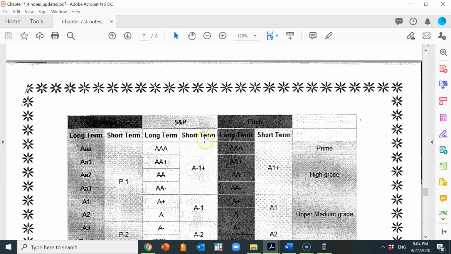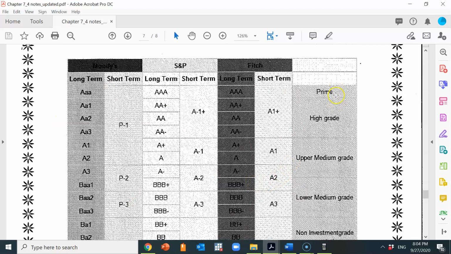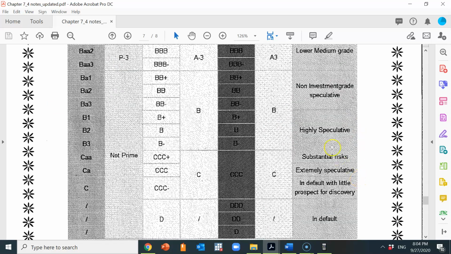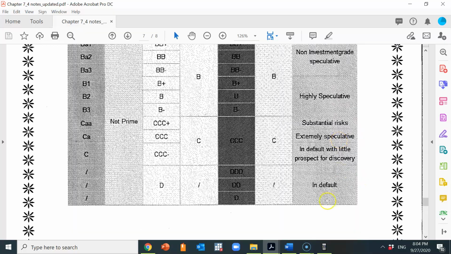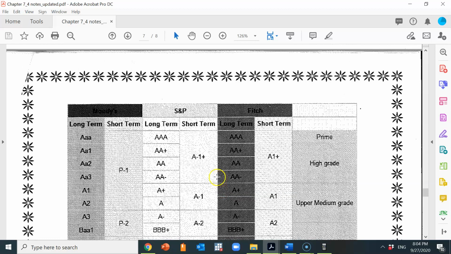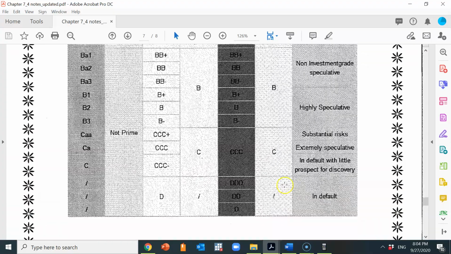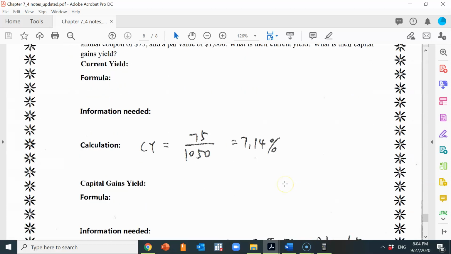We have the three biggest rating agencies, Moody's, S&P, and Fitch. They have different ways of rating a bond, whether it's a prime bond, high grade, highly speculative, or in default. A, B, C, D, they have different ways of ranking a bond, but we can always refer to the rating when we consider a bond. The lower the rating, the higher the default risk.